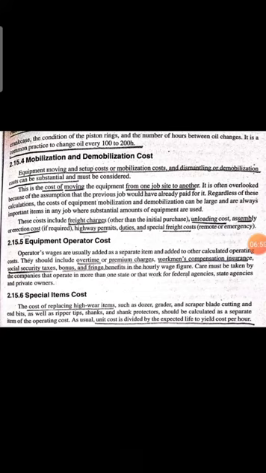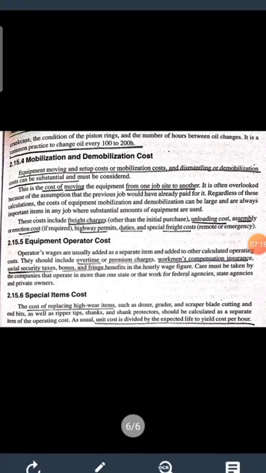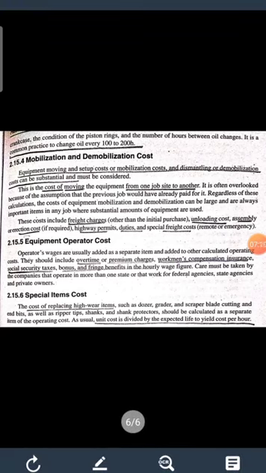So the next one is the equipment operator cost. So the person who is handling the equipment must be paid overtime or premium charges, workmen's compensation insurance, social security taxes, bonus and other fringe benefits, because this actually serves as the salary for this person who is operating this equipment. So the last topic in this topic is the special items cost.